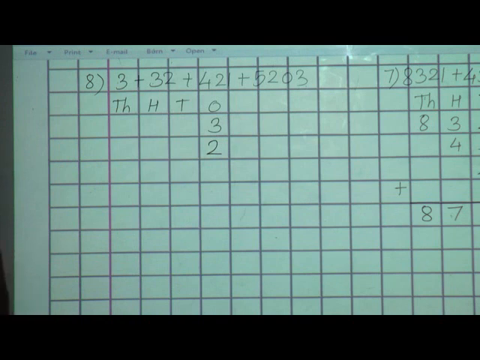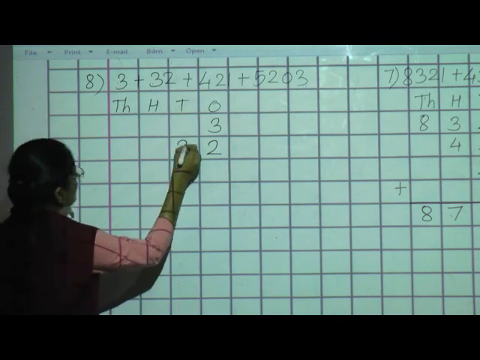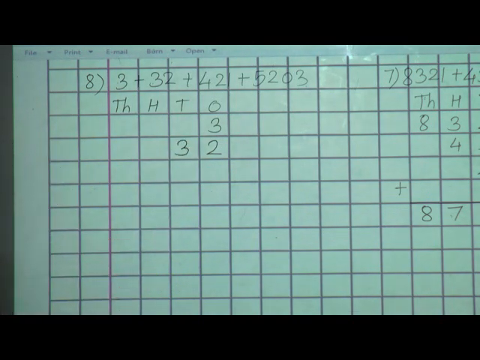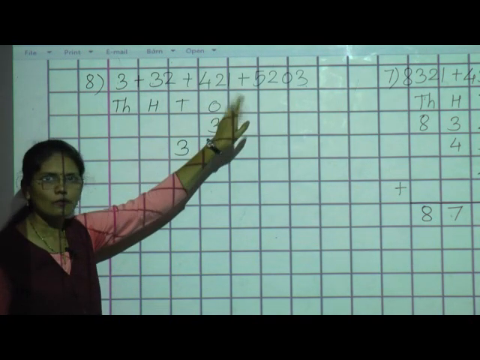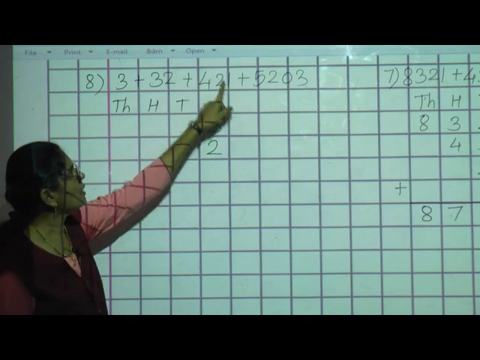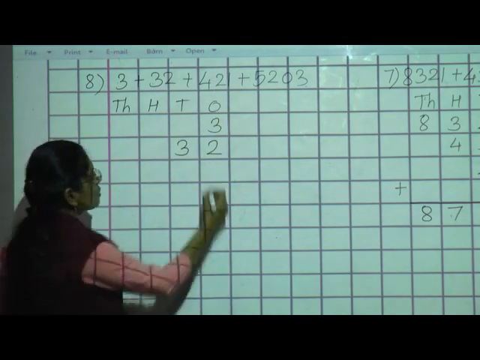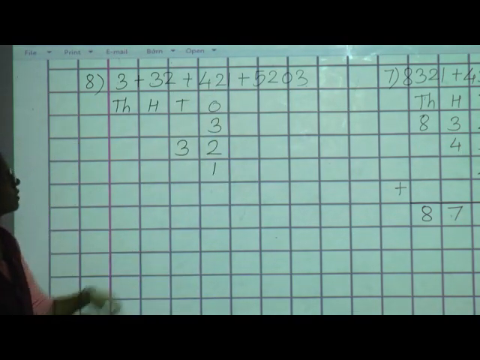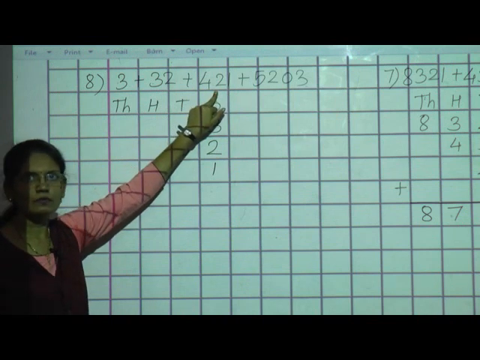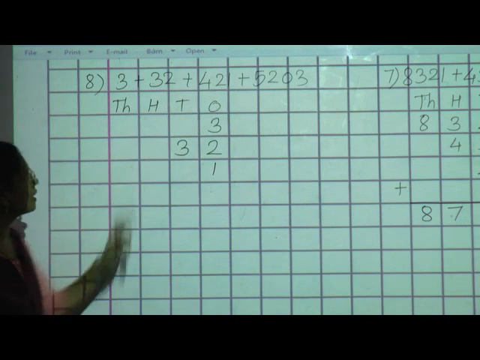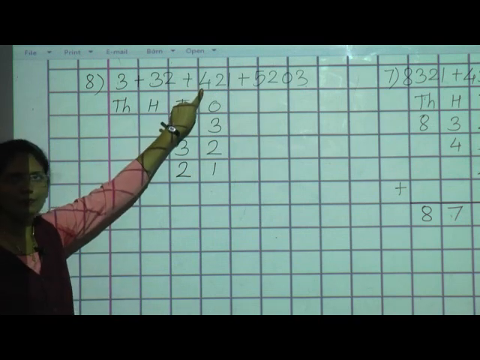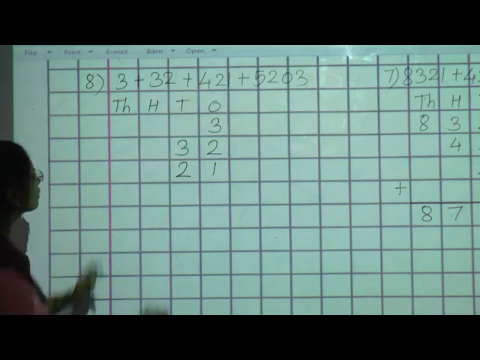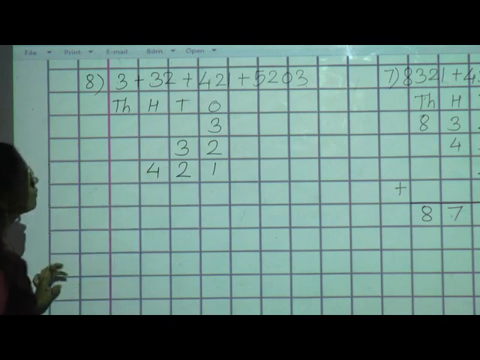How many tens are there? At the tens place 3 is there. So we will put here 3. Now see the third number. The number is 421. Now in this number at the ones place 1 is there. So we will put here 1. Now see the tens place. At the tens place 2 is there. So we will put here 2. And see the hundreds place. At the hundreds place here 4 is there. So we will put here 4.